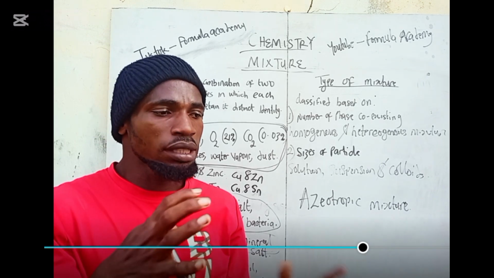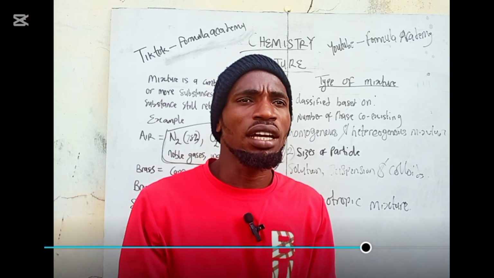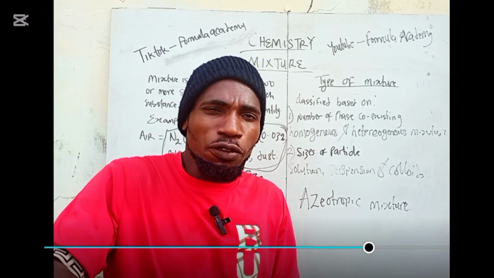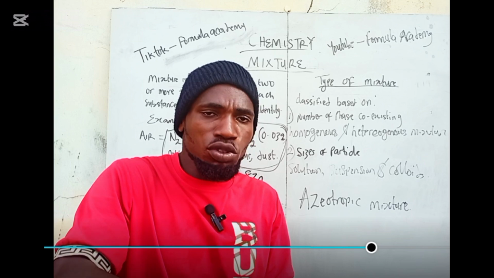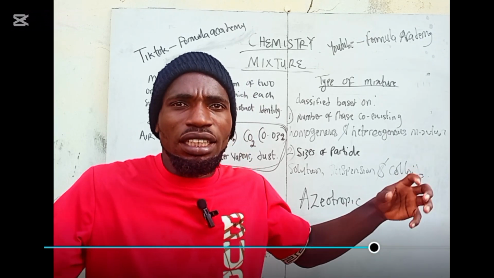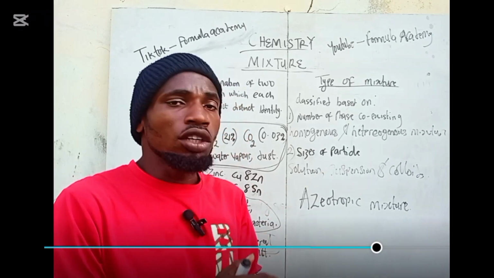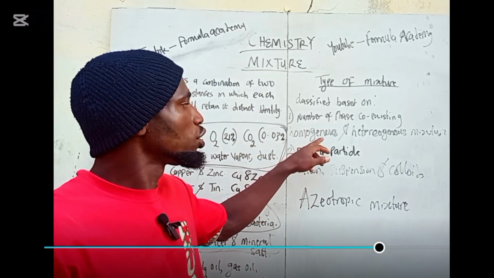So when you mix salt and water together, you find out that there is a uniformity. When you mix table salt and water together, there's a uniformity that it brings out. So that's an example of what we call homogeneous mixtures.